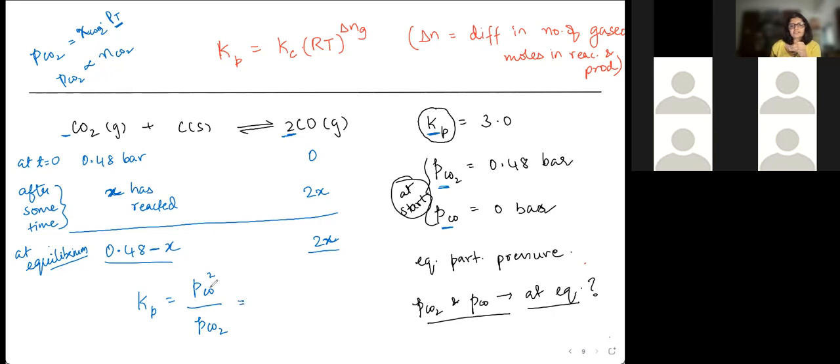So in the Kp expression, the partial pressures we consider are the equilibrium pressures. So this will be (2x) the whole square upon 0.48 minus x, that is equal to, this is given as 3. So you'll get a quadratic equation here, solve that equation, you'll get the value of x. So once you have x, you can calculate what are the equilibrium pressures. So 0.48 minus x will be its answer. And 2x will be its answer.